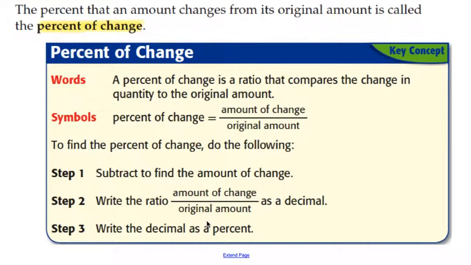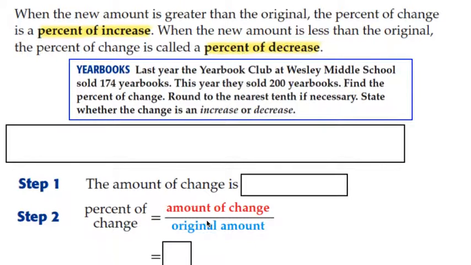Here is the three-step process that you're going to use to find a percent of change. First, we need to find the amount that something changes. It could go up or it could go down. So we subtract those two amounts to find the amount of change. Once we know the amount of change, we're going to write a ratio: the amount of change that we just calculated, divided by the original amount, and then we're going to write that as a decimal. Once we have that decimal value, we're going to change it to a percent, and that will give us the percent of change. So let's take a look at what that looks like.